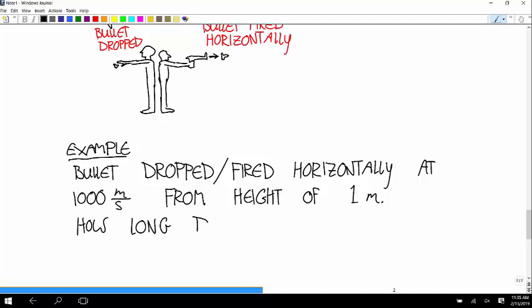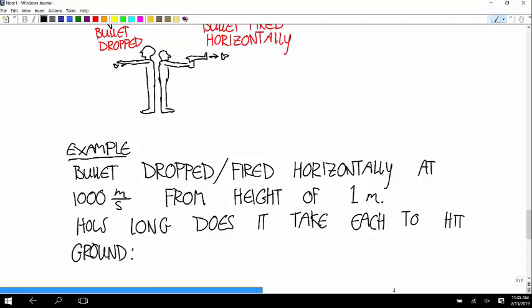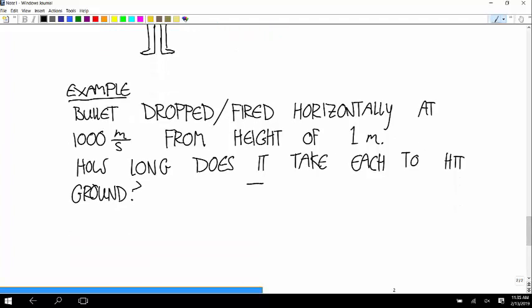How long does it take for the two to hit the ground? How long does it take each one to hit the ground? Okay, so first let's do the dropped bullet.